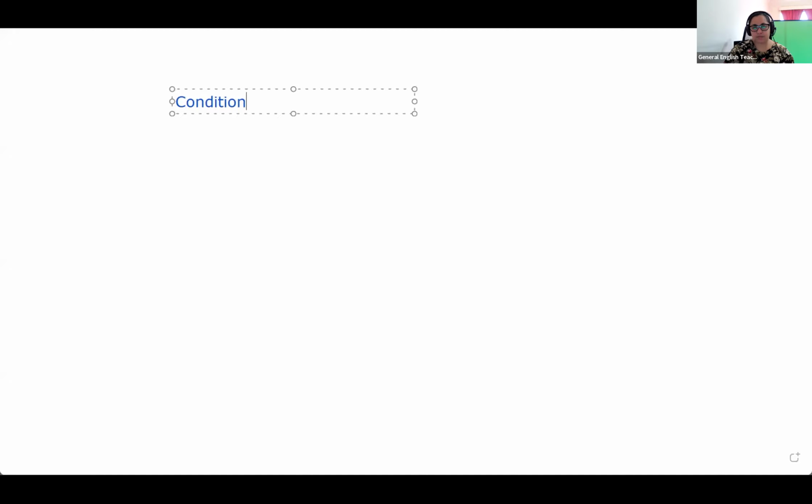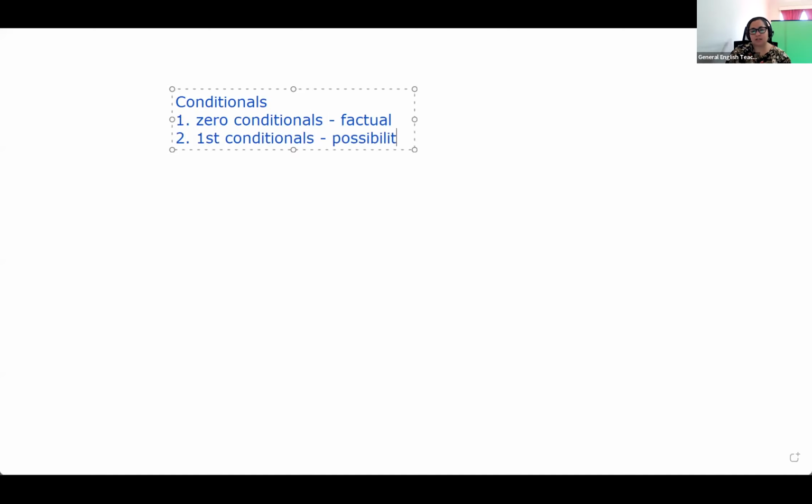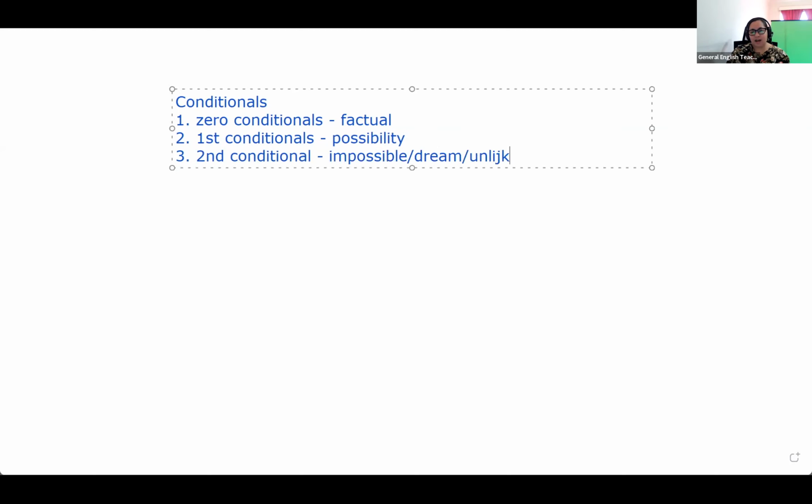Conditionals. So we have zero conditionals. These are the things that always happen, or factuals. Then we have the first conditional. First conditionals are possibilities. It is possible to happen. It is highly likely to happen. Then we have the second conditional, which is the impossible things to happen. Or your dream, very, very unlikely to happen in real life.